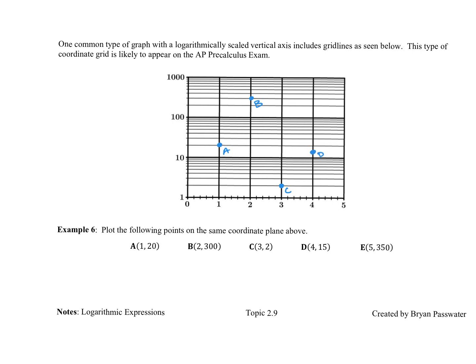And then E, I'd have 5, 350. Well, is 350 on a line? No. And so it must be between 300 and 400. And so this would be 100. This would be 200. This would be 300. This would be 400. And so 350 is in between those. And so that would be E.